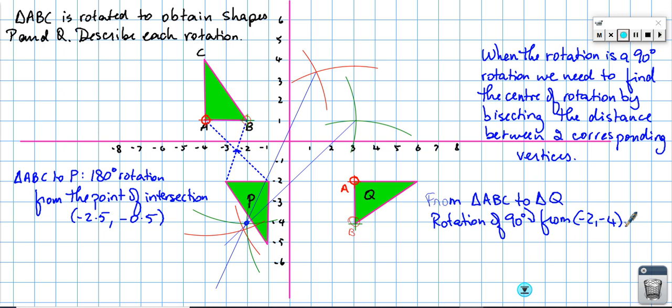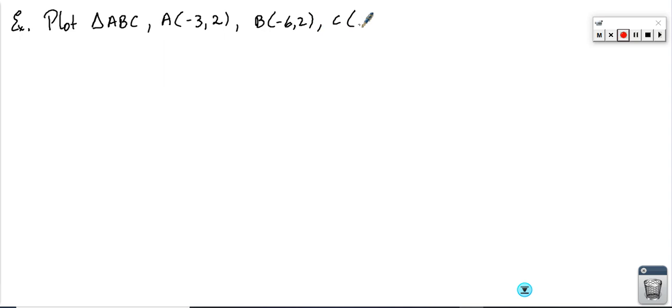This is about rotations. I'm going to give you a problem which you need to do at home. I'm going to write it down. You have to work it out on your squared copybook. Plot triangle ABC having coordinates A -3, 2, B -6, 2, C -4, 4.